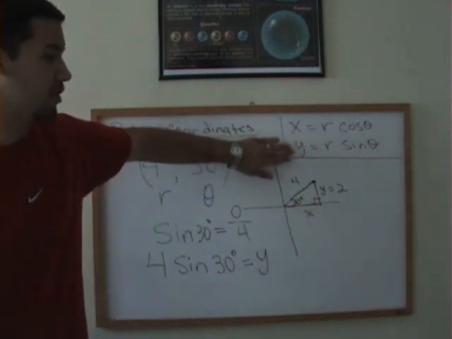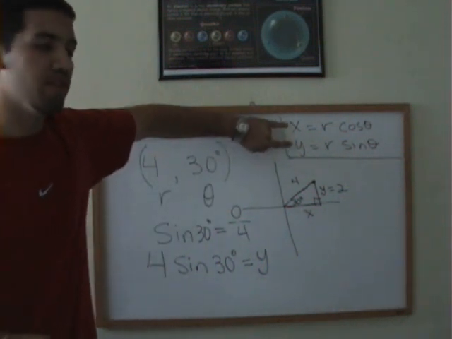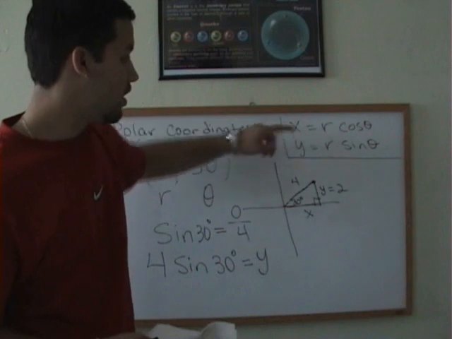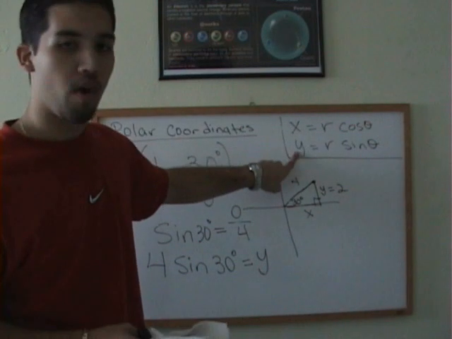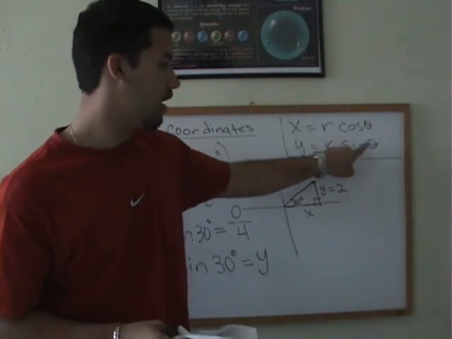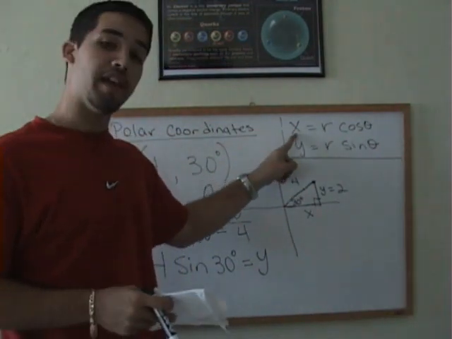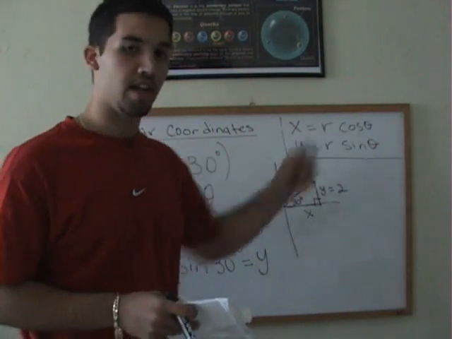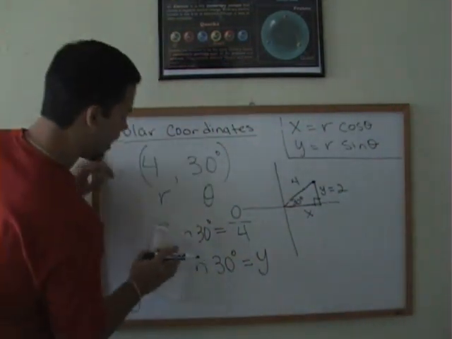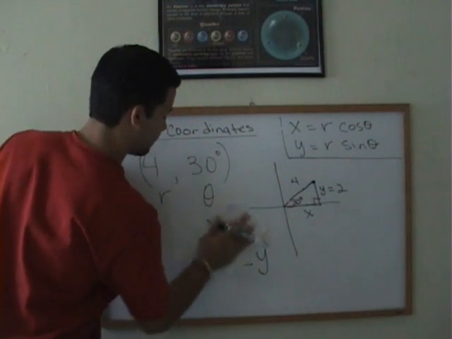That's where these formulas come in. I just wanted to show you where these two formulas originated from. So let's say if you want to find the y, you're going to use r sine theta. And if you want to find the x, you're going to use r cosine theta. So now I'm going to go for my x.